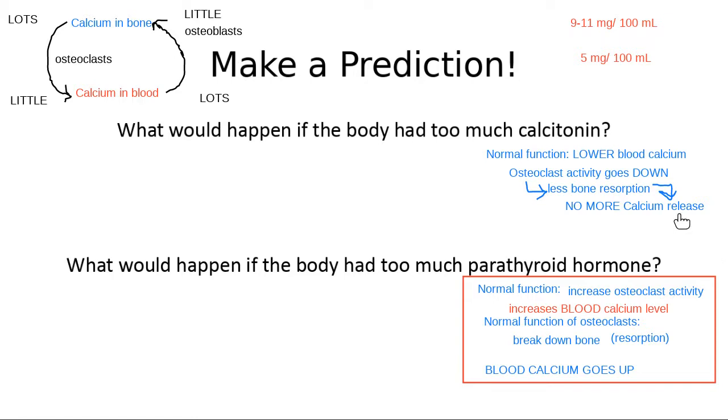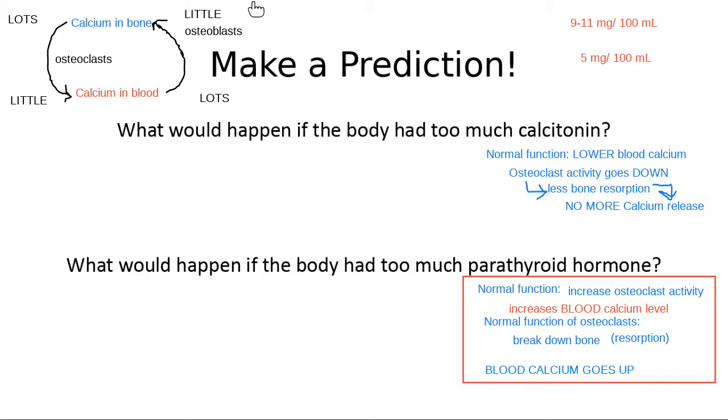Now, at the same time that my osteoclasts are slowing down and stopping resorbing the bone, my osteoblasts are over here just doing their normal job. They didn't get the calcitonin memo that we're supposed to slow down. So they're just puttering along doing their normal job. Osteoclasts stop spitting out calcium for them to use to build bone, so they're just grabbing the calcium that's already in the bloodstream.